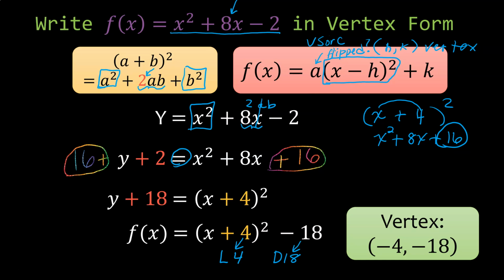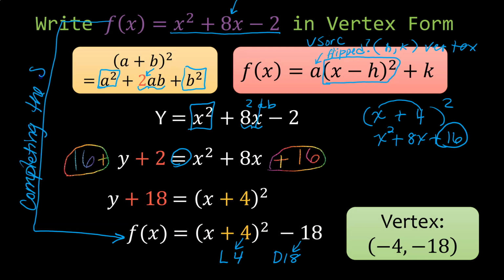The process of going from the ax squared plus bx plus c into this perfect square form or vertex form is called completing the square, because we actually added a missing number, 16, right here so that we can have a perfect square. That is why it's called completing the square.